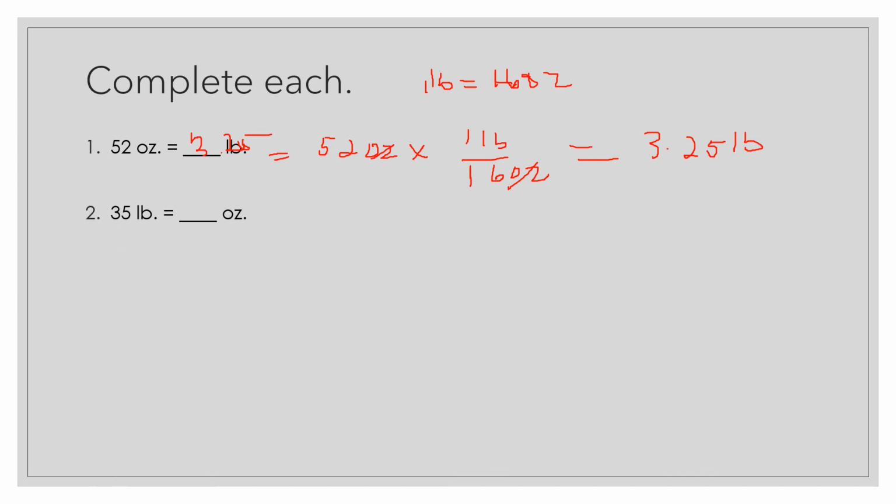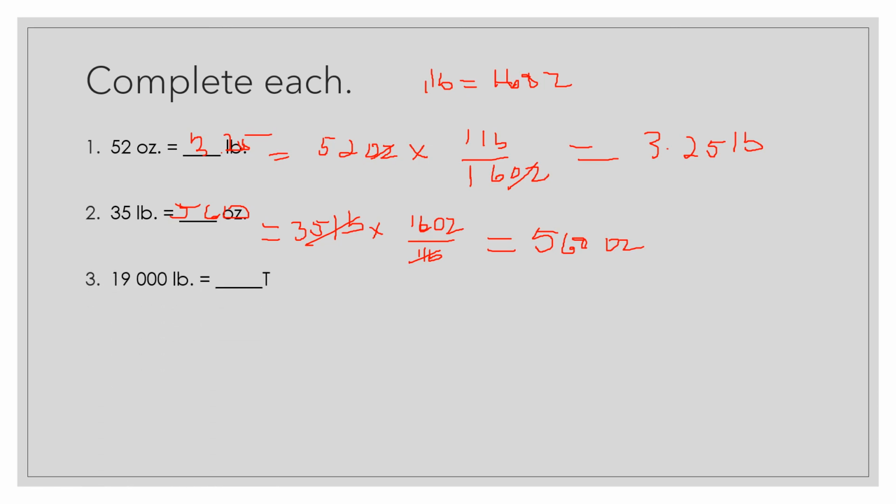Number 2, we have 35 pounds to ounces. So, using this, baliktarin lang natin. So, that's about 35 pounds times 16 ounces over 1 pound. So, cancel natin to. All we have to do is multiply 35 times 16 equals 560 ounces. Okay, so that's the answer. 560.